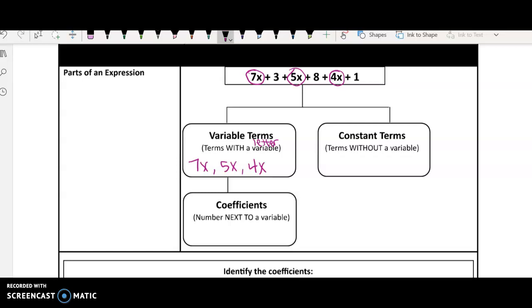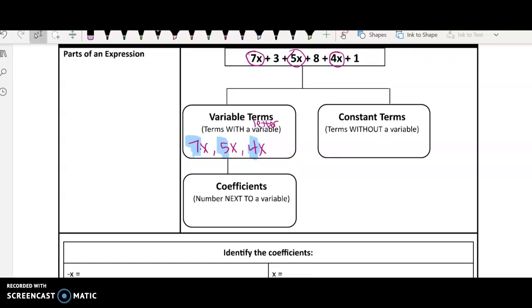The coefficients are the numbers that are being multiplied by that letter. So in this case, 7 is a coefficient, 5 is a coefficient, and 4 is a coefficient. Because remember, multiplication just means it's next to each other. We don't put the dot there because mathematicians are lazy. So our coefficients would be 7, 5, and 4.